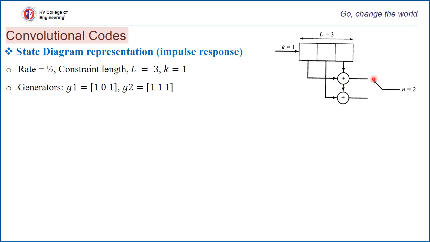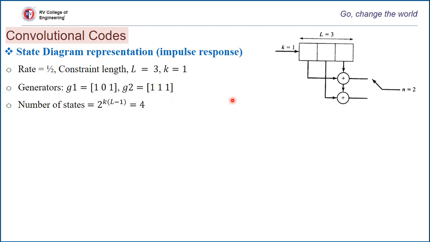For the first output bit, the middle memory element doesn't have any connection, and hence the generator polynomial for the output bit is 101. And the second modulo 2 adder output is generated with inputs from the three memory elements. The number of states is calculated as 2 power k times L minus 1, where the first memory element is not counted, as it is reserved for the incoming bit, which is pushed through this memory element. Hence with two memory elements we will have four states.